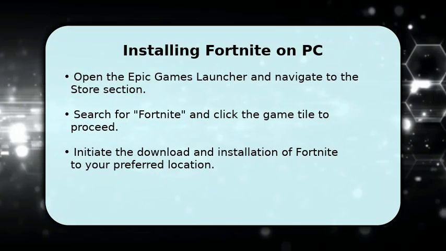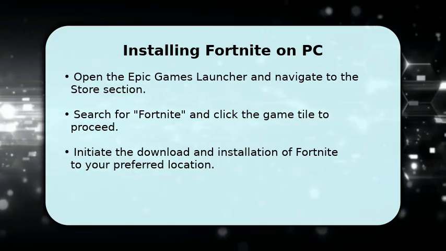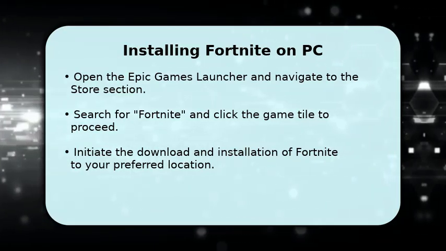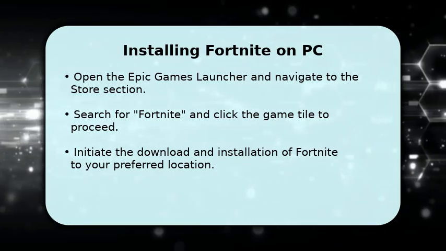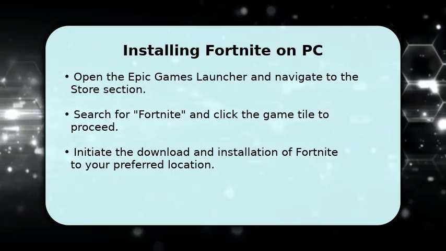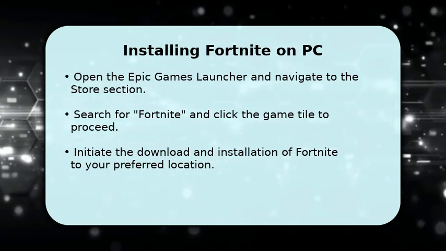Once the Epic Games Launcher is installed and you are logged in, open it up. Head over to the Store tab, then use the search bar to find Fortnite. Click on the game tile, and you'll see an option to get or install it. Choose your installation directory, typically the default is fine, and then click Install.